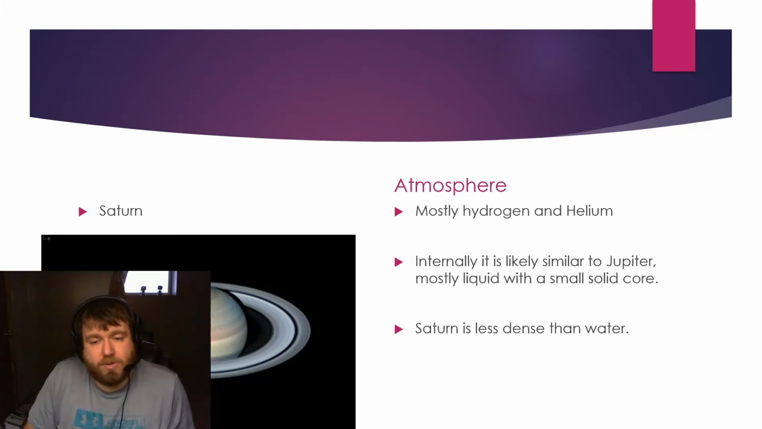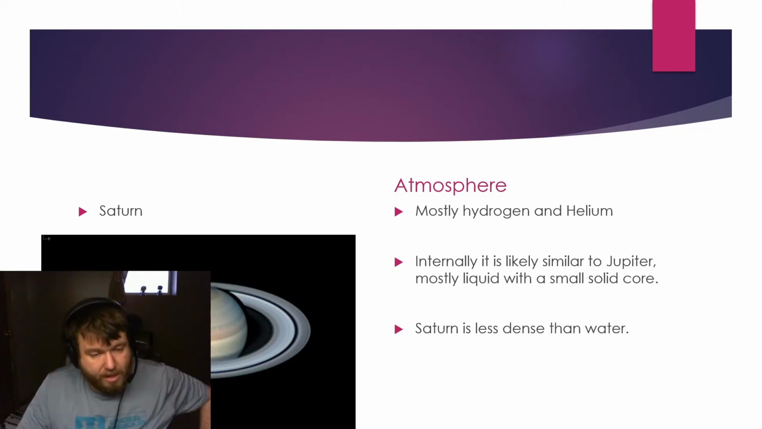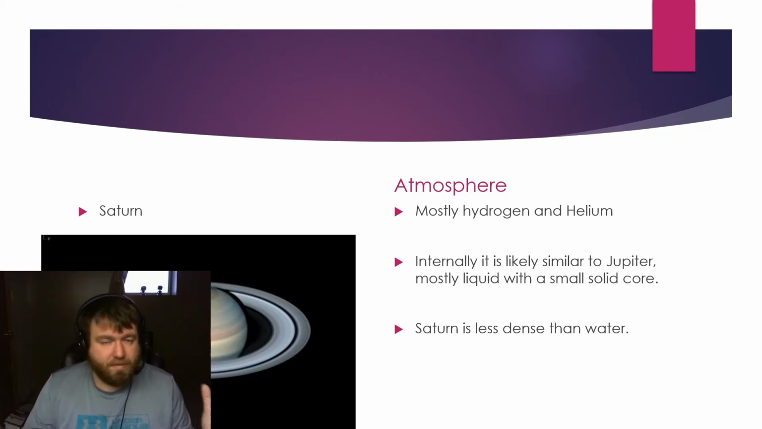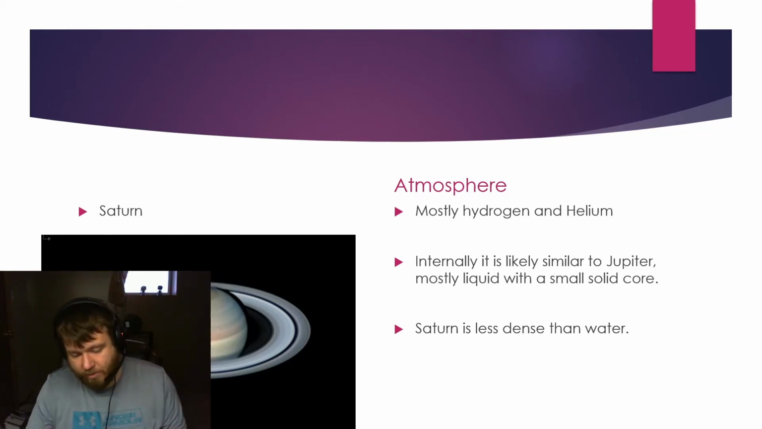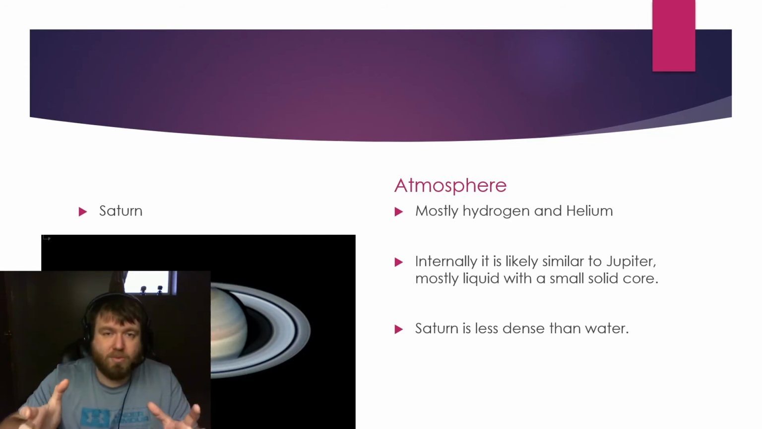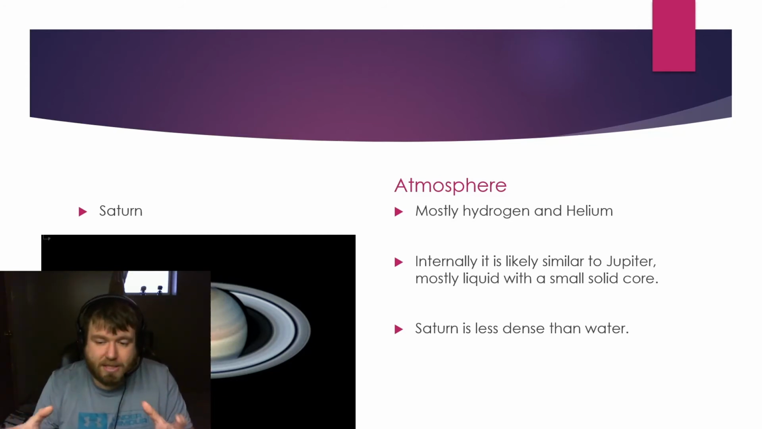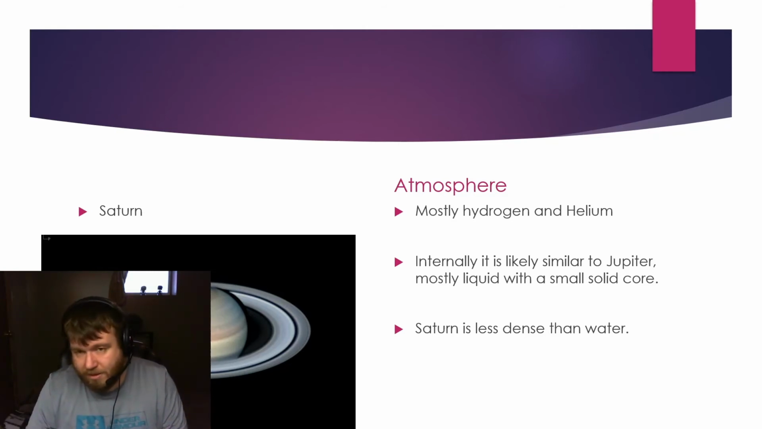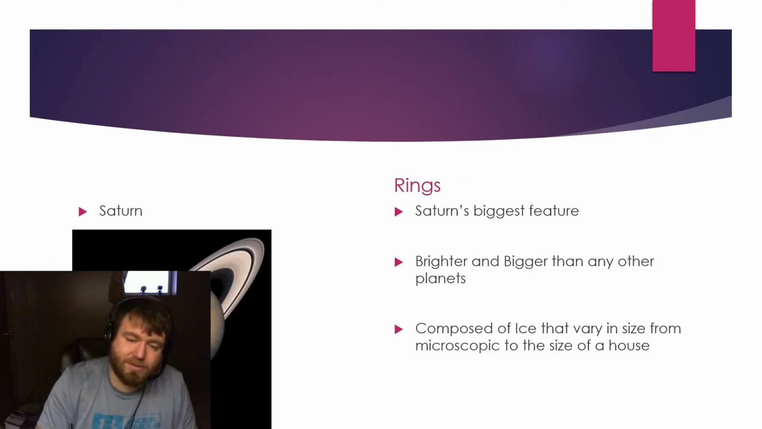Its atmosphere is mostly hydrogen and helium, and internally it is likely similar to Jupiter, mostly liquid with a small solid core. So, mostly liquid. And Saturn is less dense than water. So, if we could take a supermassive bathtub or bucket and fill it with water and then put Saturn in it, Saturn would float. Saturn is less dense than water. I think that's pretty cool.